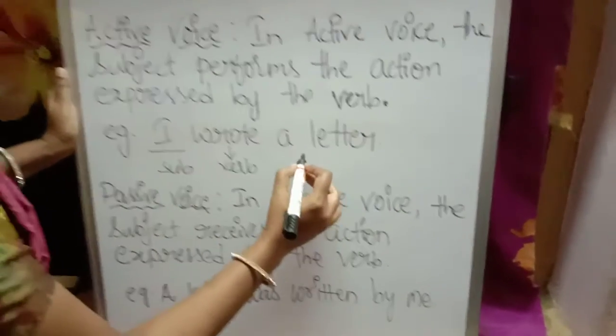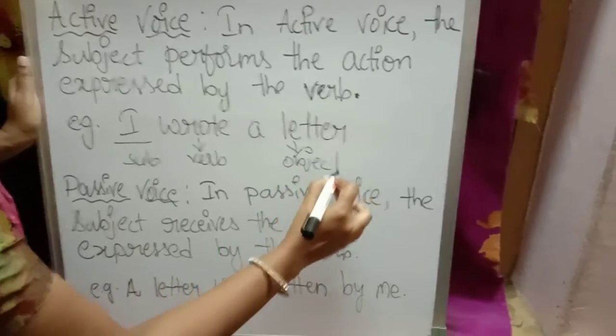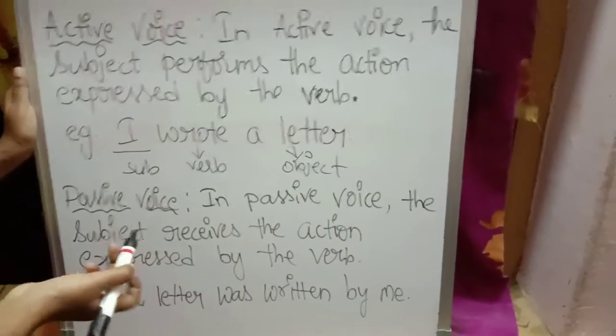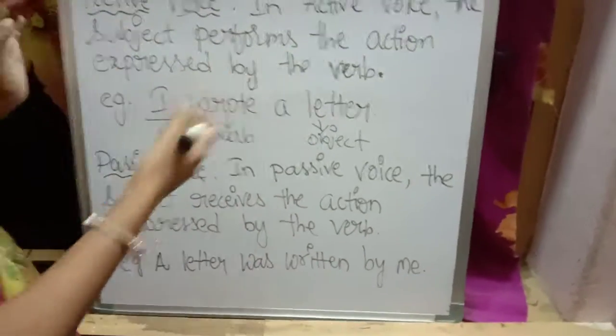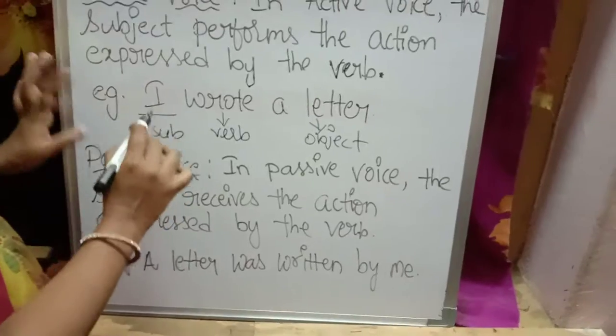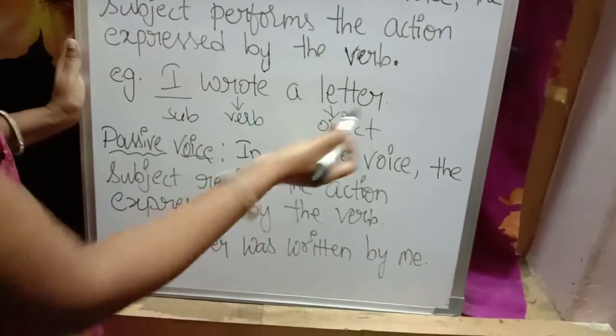And a letter is the object. What is an object, children? Object is the receiver of the action. So here I is the subject, wrote is the verb, a letter is the object.